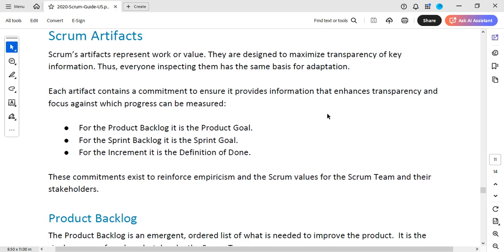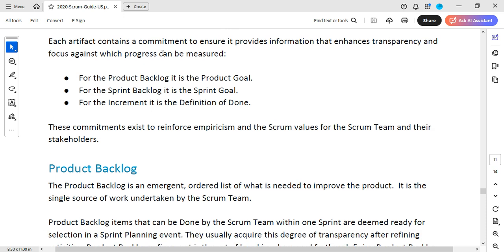Scrum Artifacts. In layman's terms, Scrum documents or whatever. So, Scrum Artifacts. Scrum's artifacts represent work of value. They are designed to maximize transparency of key information. So everything is clear, everything is open. Thus, everyone inspecting them has the same basis for adaptation.